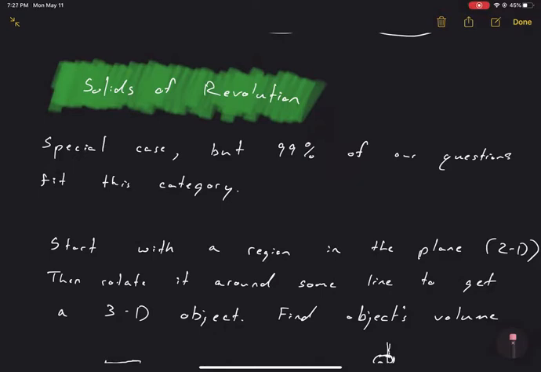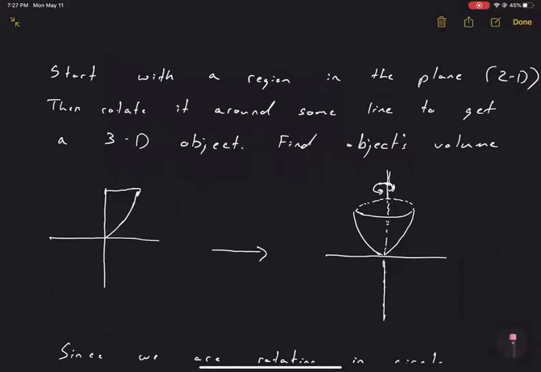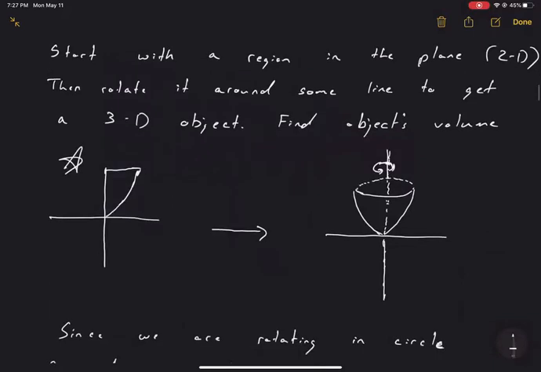Most of what we're going to be doing is going to be this special case of the solids of revolution. Okay, so what does this mean? We're going to start with some region in the plane. So think of a 2D object, starting maybe we could consider this object. And then we're going to rotate it or revolve it around some line. Okay, so let's say that we're starting with this starred region and we're told to rotate around the y-axis.